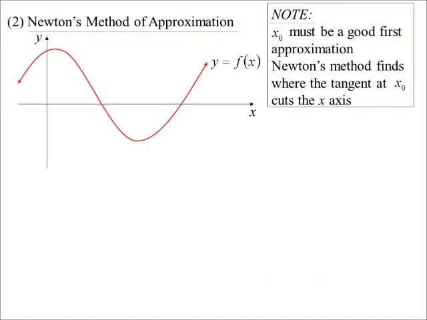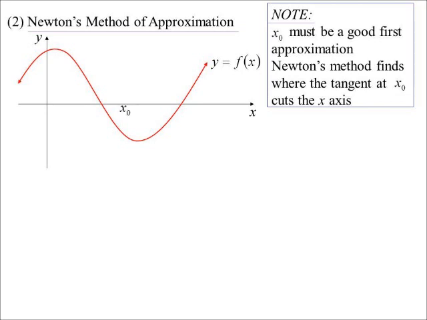Newton, here he is again. Oh, Newton, where would we be without him? Newton's method of approximation is quite clever. What it does, similar idea, okay, but it's really key that the first approximation we make is good. Because what Newton's approximation does, here's our random curve. If I pick a good first approximation, I want to find this solution here.